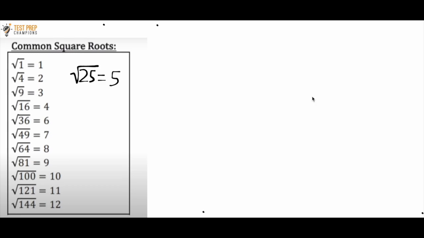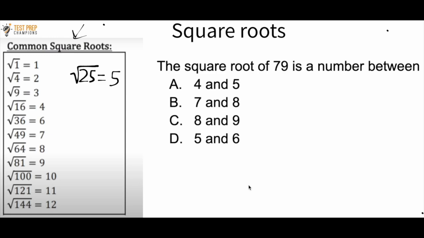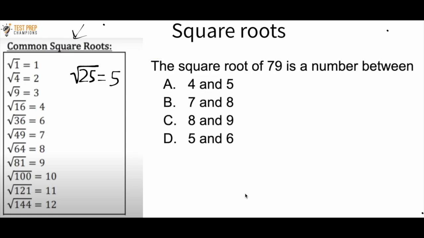As we practice our square roots throughout this video, I'm going to leave this list on the screen and you can reference it as much as you need to, but just know that this list won't be provided for your test. Since we're just practicing, I'm going to give it to you now, but it won't be provided on your test. Now let's look at an example. The example says the square root of 79 is a number between, is it A, B, C, or D? Let me give you a chance now to pause the video, try to figure this out, and whenever you're ready, we'll go over the answer.